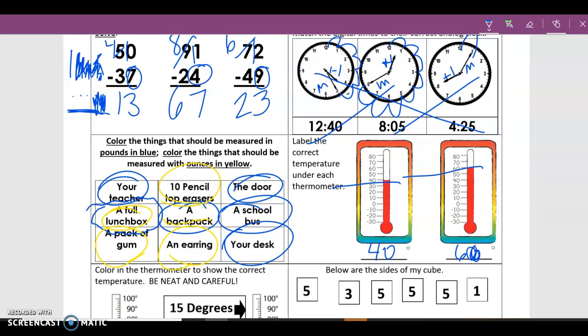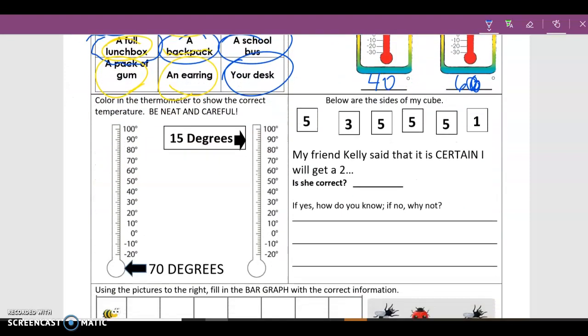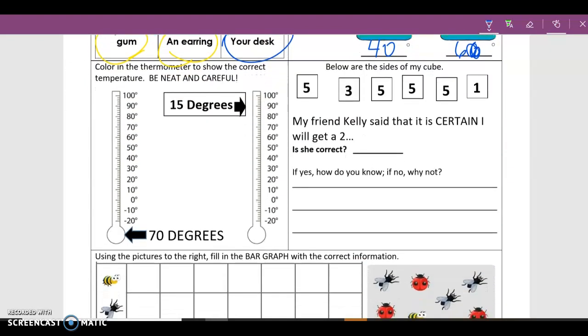And we focused a lot on temperature in science. So next one, color in the thermometer to show the correct temperature. So 70 degrees. My advice to students would be to go to the 70 degrees. Now, they don't need to know negative degrees down here at the bottom. So just have them focus on that long little one that sticks out a little bit right there. And it's okay if they drew a line outside of the thermometer, that'd be fine.